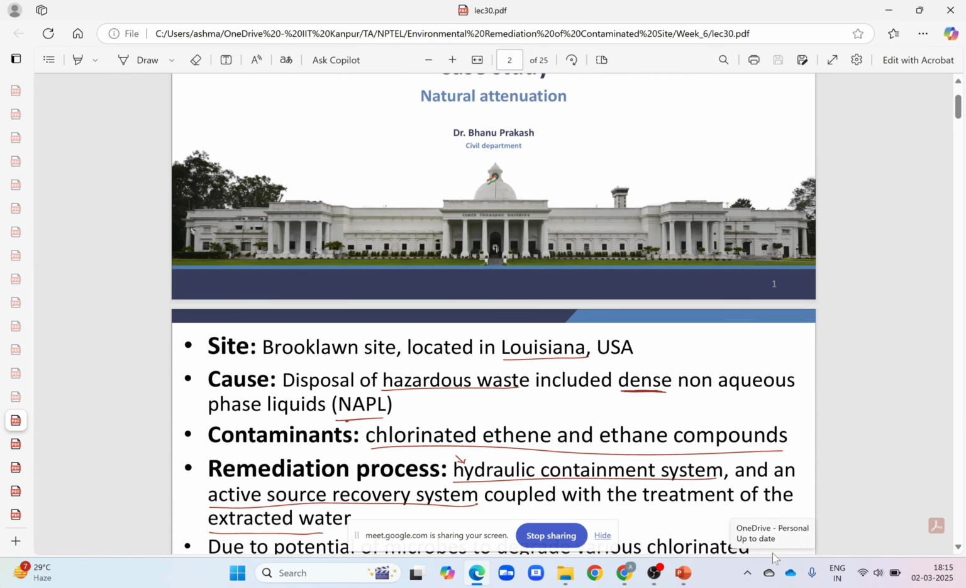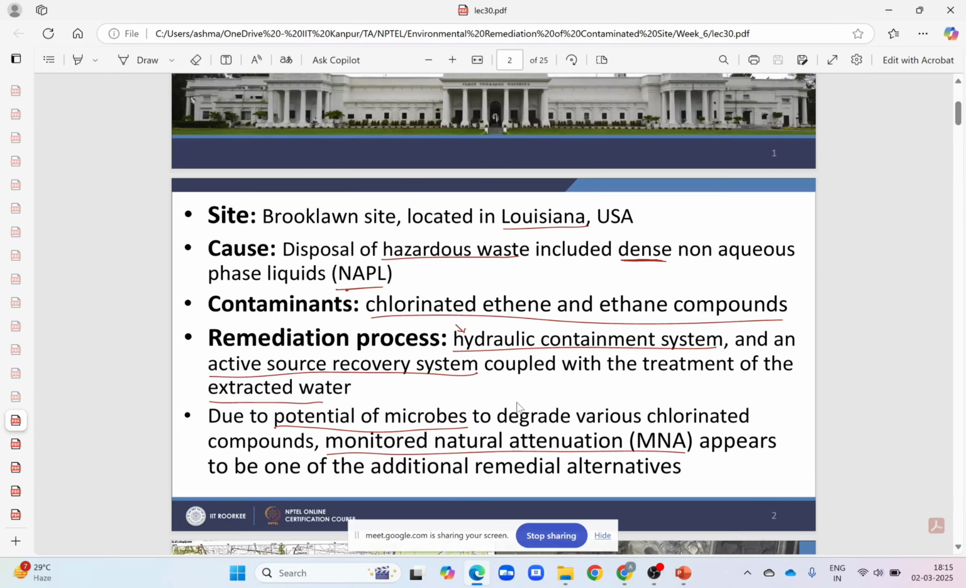So this is a case study where natural attenuation was used for remediation of the site, which is located in Louisiana, USA. So this site was contaminated due to a non-aqueous phase liquid, which was the dense non-aqueous phase liquid. So the contaminants here were chlorinated ethene and ethane compounds.